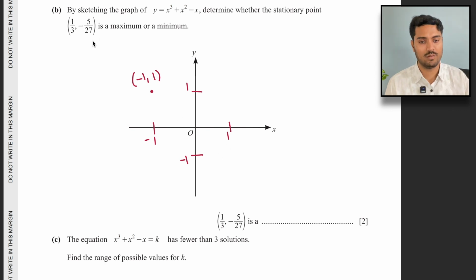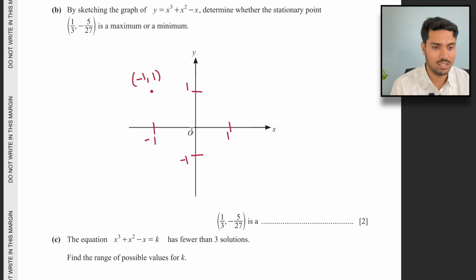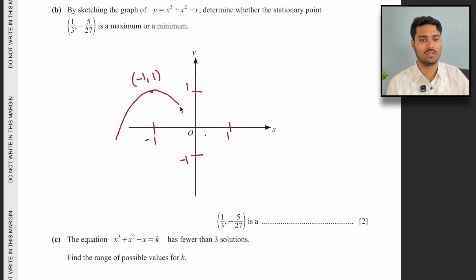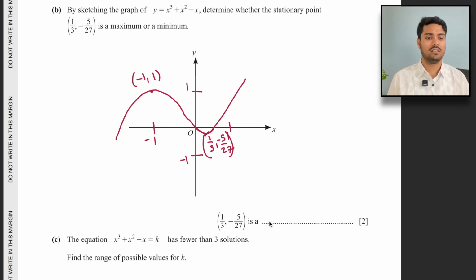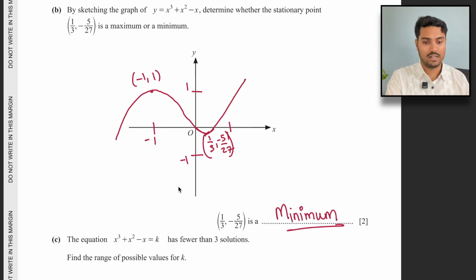And now we have 1 upon 3 and minus 5 by 27. So 1 by 3 is going to be here, minus 5 by 27, let's say roughly here. So we can sketch the graph like this. So it will touch here. So this is 1 upon 3 comma negative 5 by 27. This is a minimum point. So that's the answer.